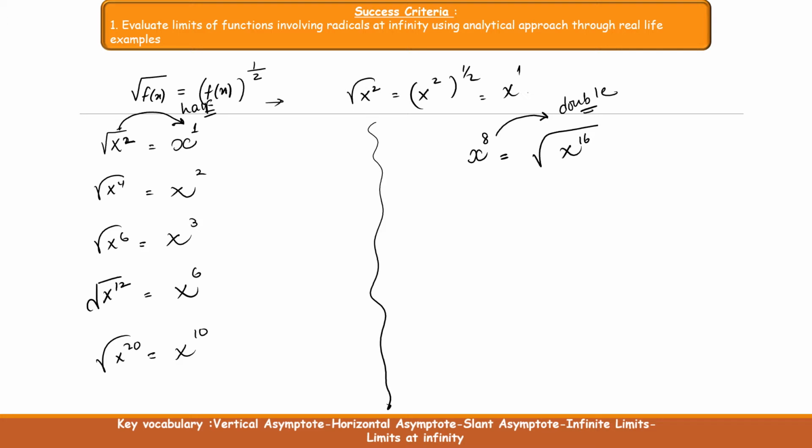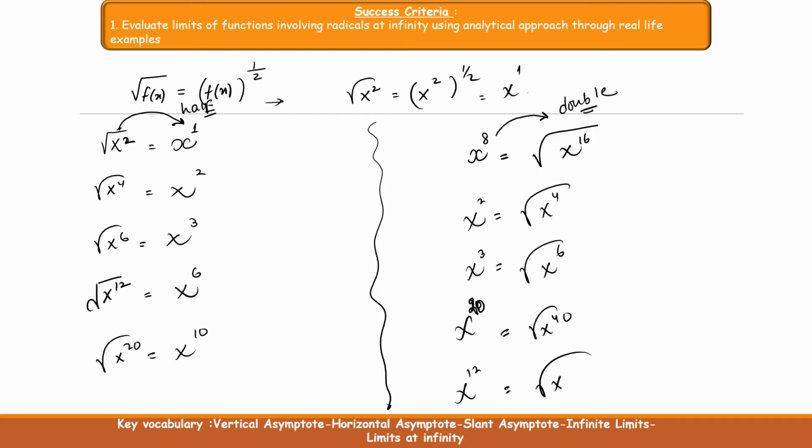It means 8 plus 8, 16. So if I have x square, what do I write inside the square root? It will be double the 2, so 2 plus 2, 4. If I have x power 3, double the 3, so 3 plus 3, 6. If I have x power 20, double the 20, it will be x power 40. If I already have x power 12, double the 12, 12 plus 12, 24. This is what you have to understand for the questions which we are going to solve now.